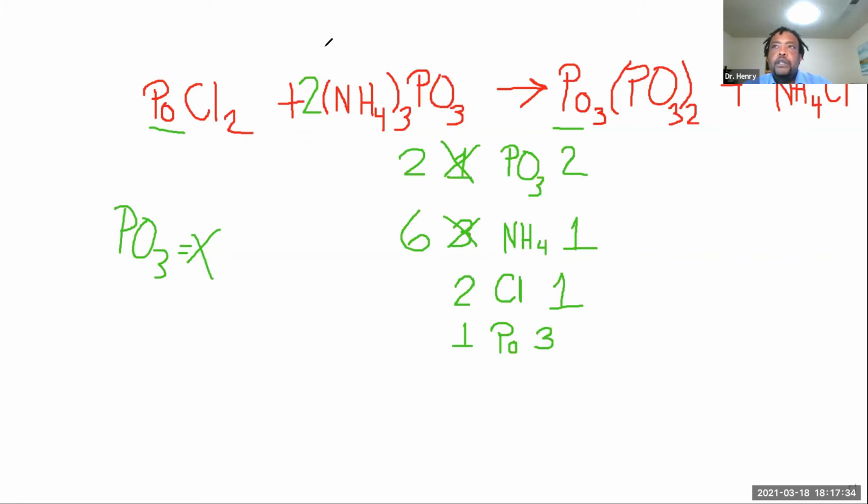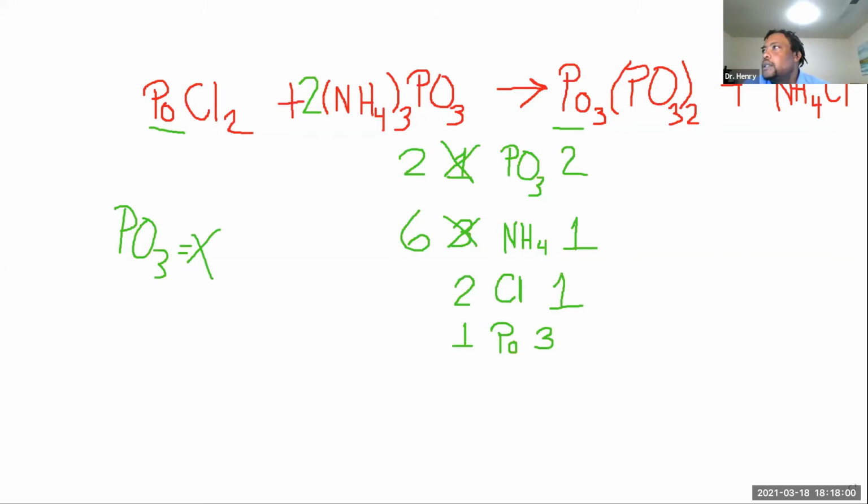So the plus is kind of like our "and": it's this and this and this. Okay, POCl2 is eggs. Okay, so now we got the PO3 balanced. Now what about the NH4? Can we get that guy balanced?